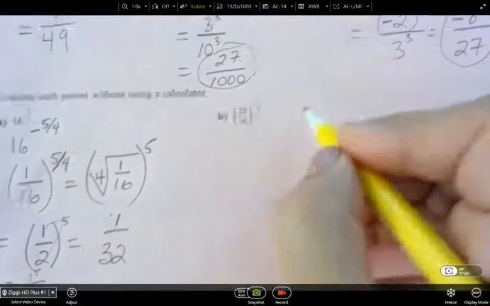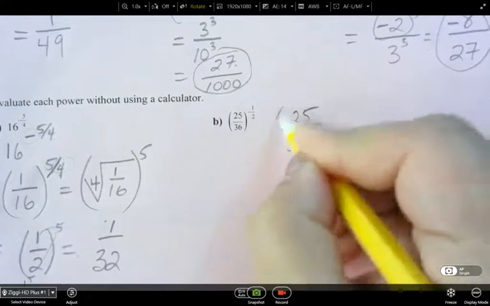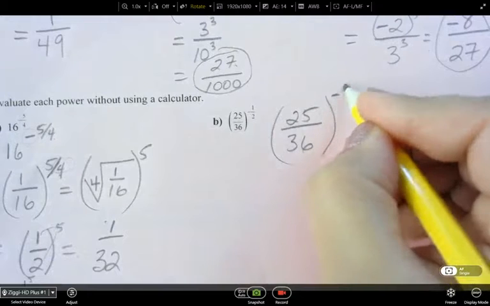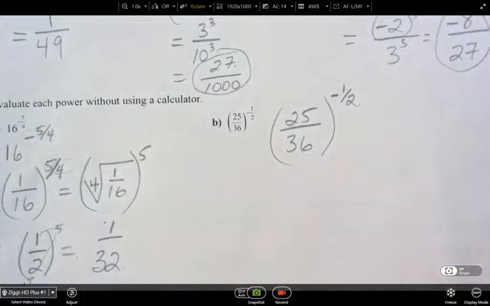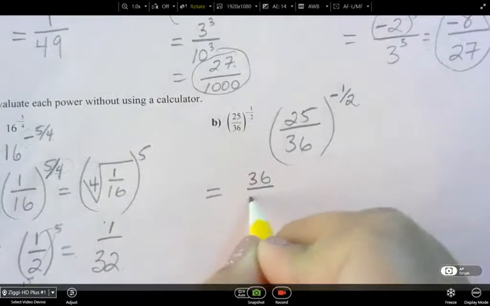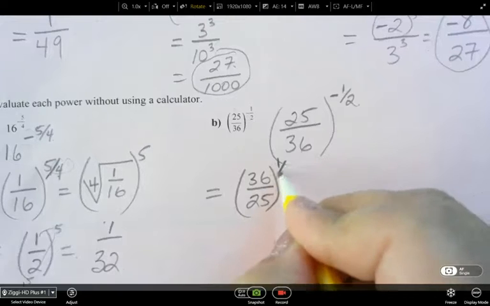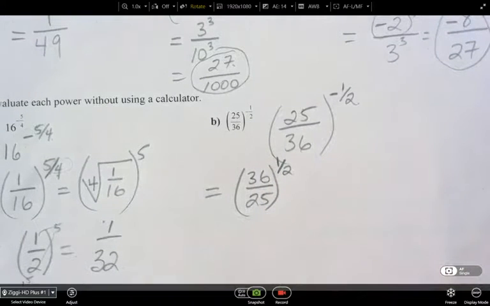All right, so now this question, I'll write it out just because sometimes the printing looks a little difficult to read. It's a little small. 25 over 36, all to the power of negative a half. Well, how can I get rid of that negative in the exponent? Well, how do I change my base? I flip it. I have the reciprocal of it, and that's going to be to the positive 1/2 power.